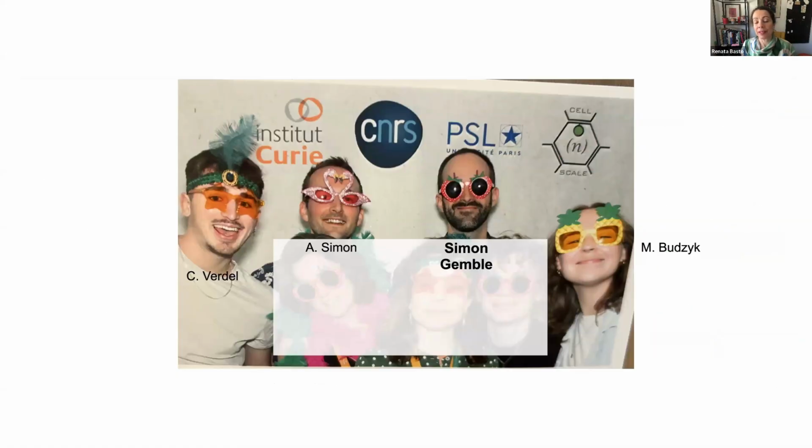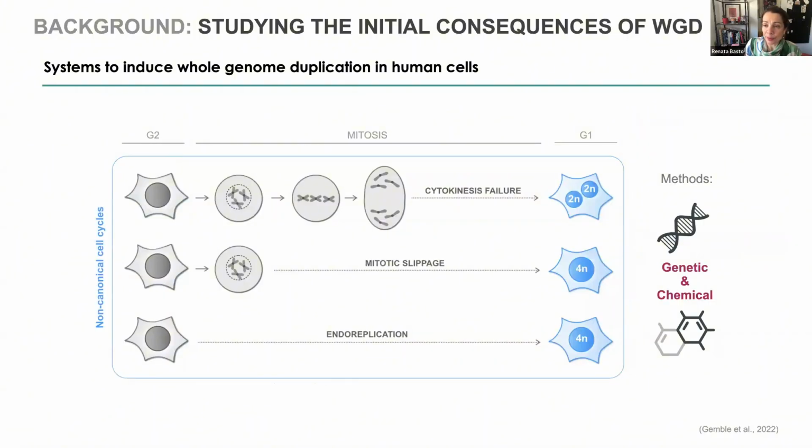And the project I'm going to be telling you about is being spearheaded by Simon Jembol, a CNRS researcher in the lab, with help from Margot Boudzik, Anthony Simon, and Corentin Vertel. A few years ago, when Simon was starting to work on polyploidy, he developed all these systems that are chemical or genetical, where RPE1 cells or HCT116 or BJ fibroblasts can be manipulated to generate tetraploid cells, either due to cytokinesis failure, mitotic slippage, or endoreplication.